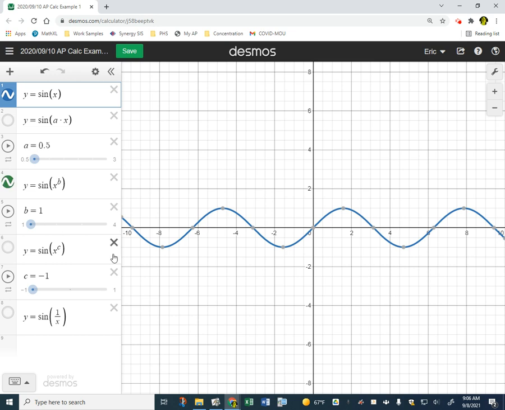I don't know why that's behind it now, but oh well. Anyway, so now we've got this green sine x to the b. Well, what's going to happen if I make b a value bigger than 1? What if I start squaring the x's? What's that going to do to the input values?